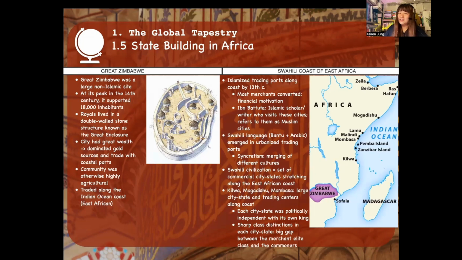The Swahili civilization was a set of commercial city-states stretching along the East African coast, as we see here. We see Zaila, Berbera, Ras Hafun, Mogadishu, Lamu, Malindi, Mombasa, Pemba Island, Zanzibar Island, and Kilwa, and Sofala. And then we see Madagascar, of course. And so each city-state was politically independent with its own king. You had sharp class distinctions in each city-state, a huge gap between the merchant elite class and the commoners.